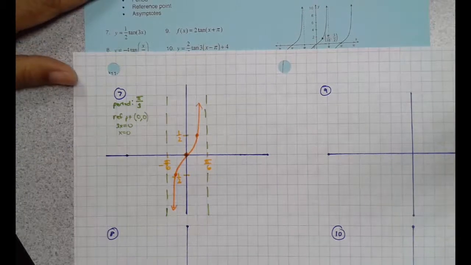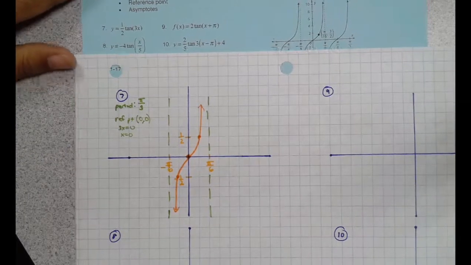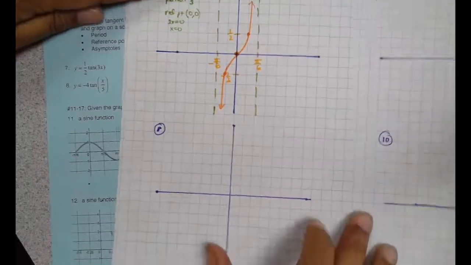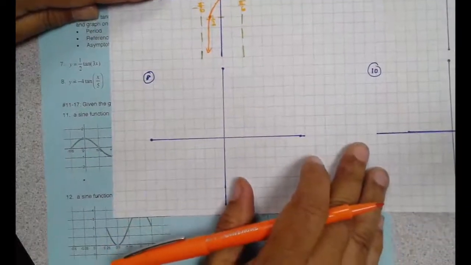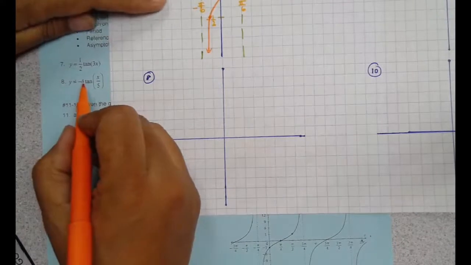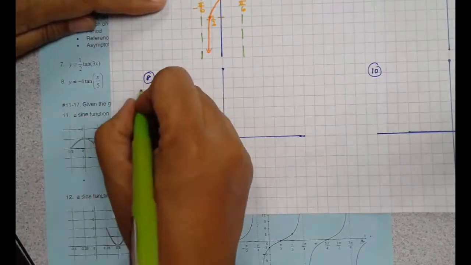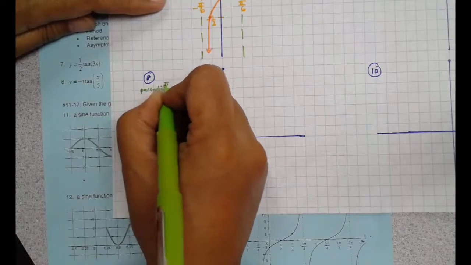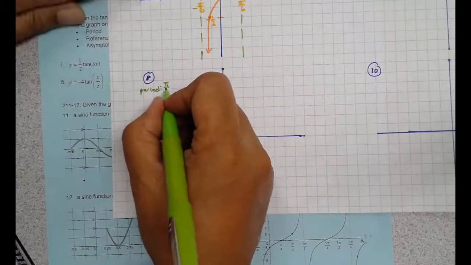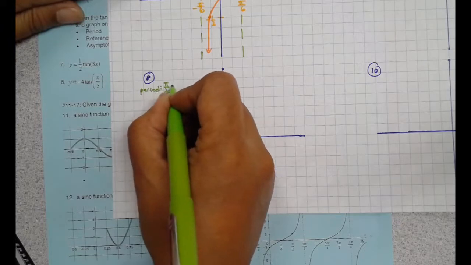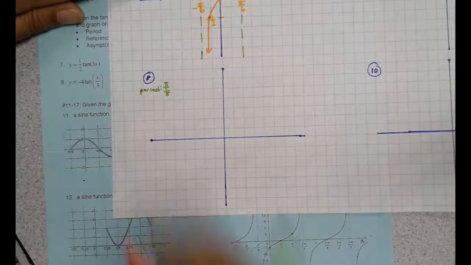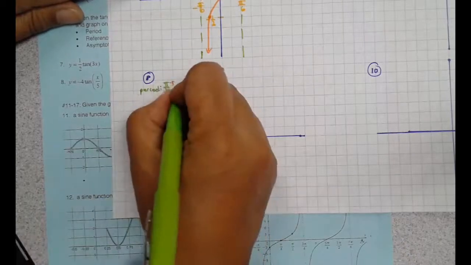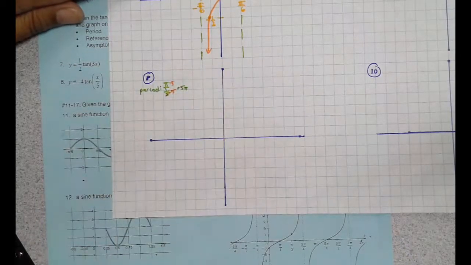All right, let's try number 8. Number 8 is here. I'm not going to do what I did last time. All right, here we go. So for this, I'm going to find my period, which is pi over b. And b here is 1/5. So we're actually going to multiply top and bottom by 5. And that gets me 5 pi. Okay, 5 pi is my period.